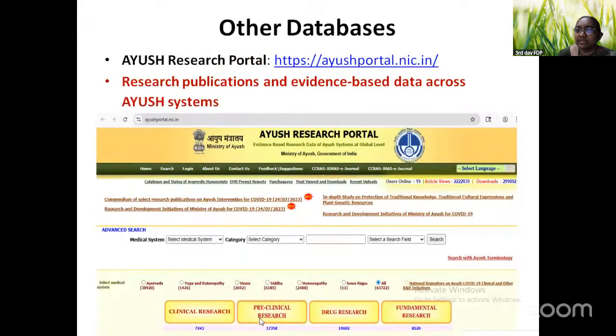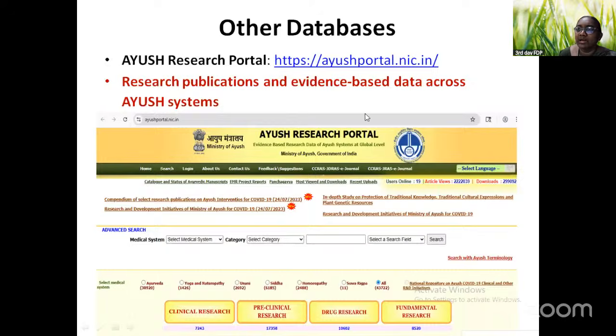Ayush research portal, the website link. This is mainly for providing evidence-based data across the Ayush systems, especially related to India. Here we have multiple categories. Here we have to type the information, the plant material or category or any other fields.